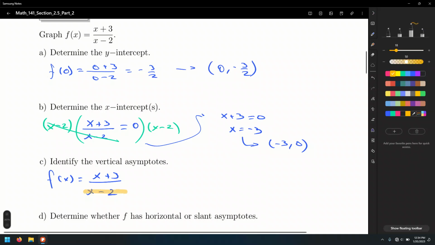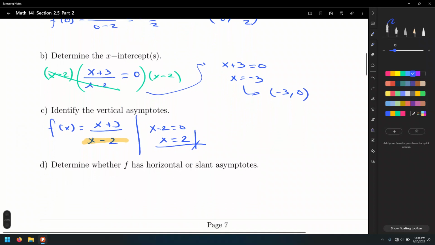Solve the equation. x minus 2, set it equal to 0, and x equals 2. It's a vertical asymptote in this case. So it's only one vertical asymptote.